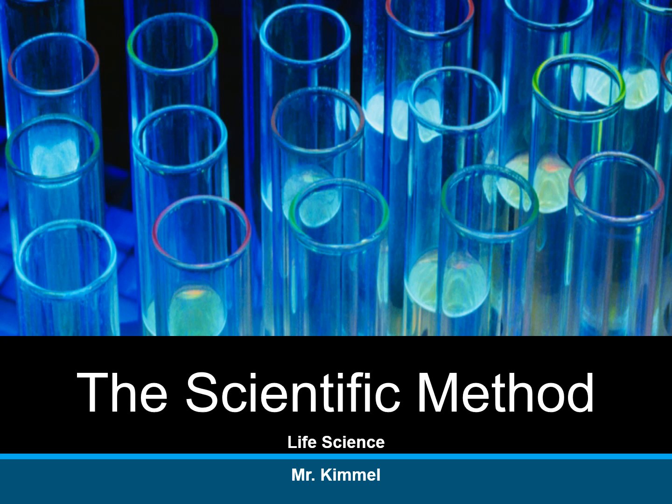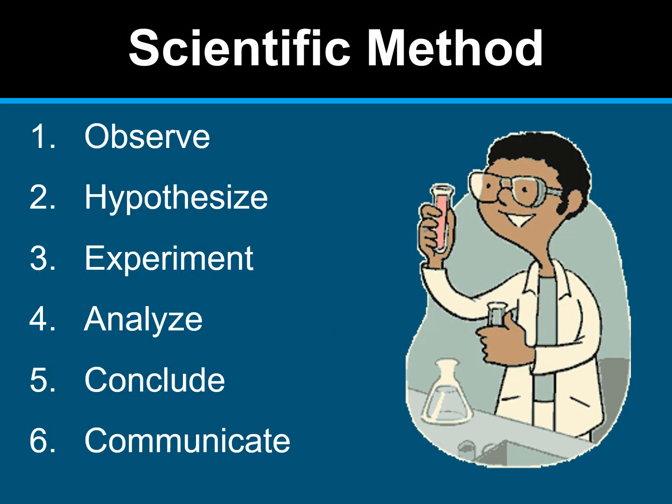In this lesson, we are going to learn about the scientific method. To learn how the natural world works, people use what is called the scientific method. The process has several steps to it. There are 6: 1 is observe, 2 hypothesize, 3 experiment, 4 analyze, 5 conclude, and 6 communicate.